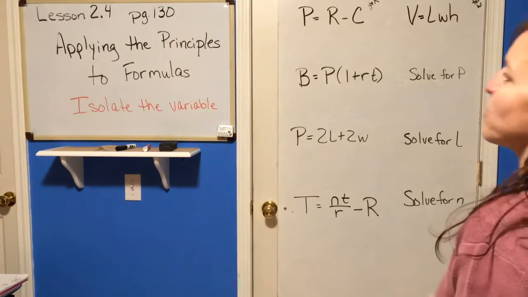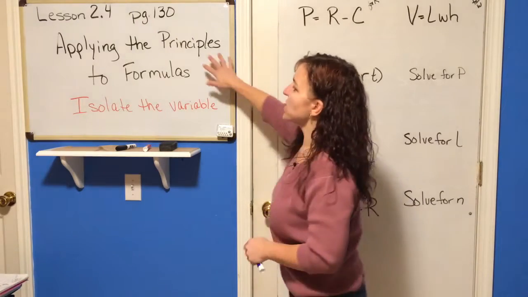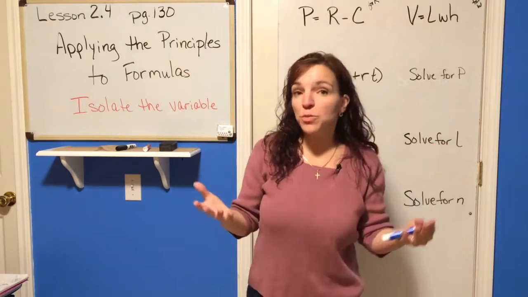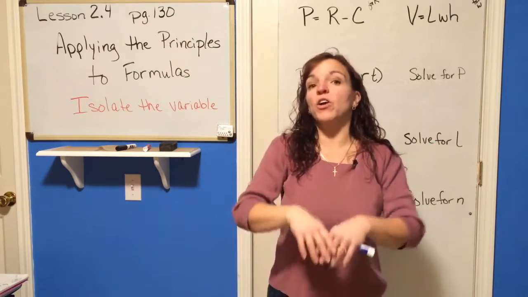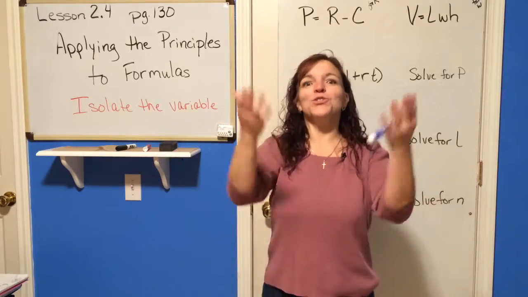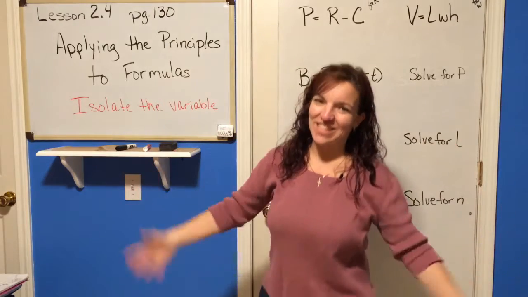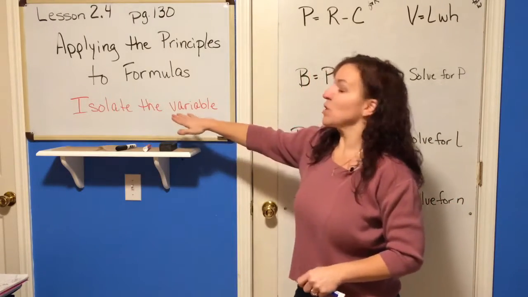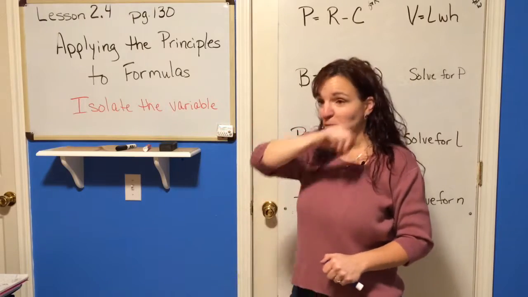Section 4 of Chapter 2 is applying the principles that you already know to formulas. So this is applying the addition principle and the multiplication principle, where you can add or subtract or multiply or divide anything you want as long as you do the same thing to both sides. That's the principle, same thing to both sides. So the name of the game is simply going to be isolate the variable.